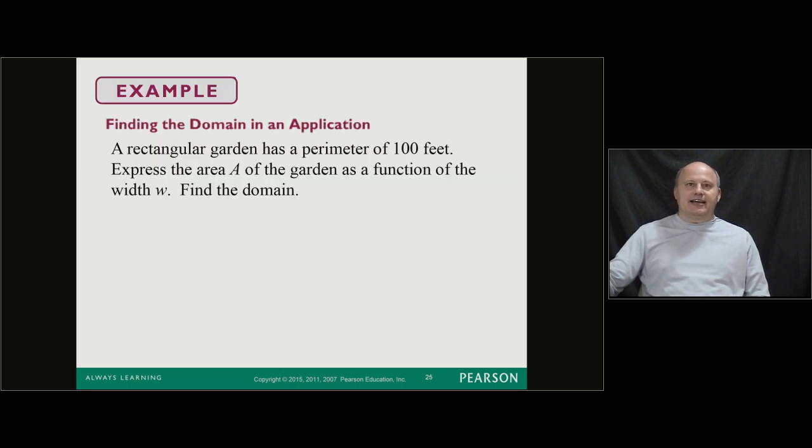Okay, let's look at another example. Finding the domain of an application. All right, a rectangular garden has perimeter 100 feet. Express the area A of the garden as a function of width. Find the domain. So there's a rectangular region, and the width is W.